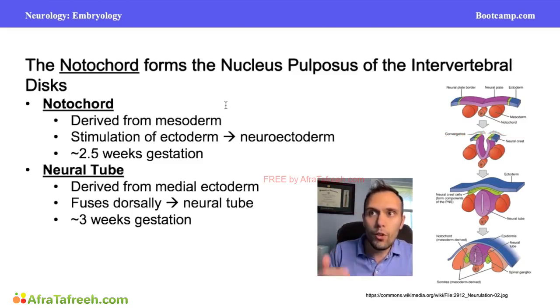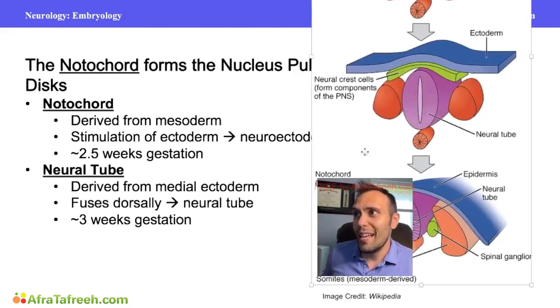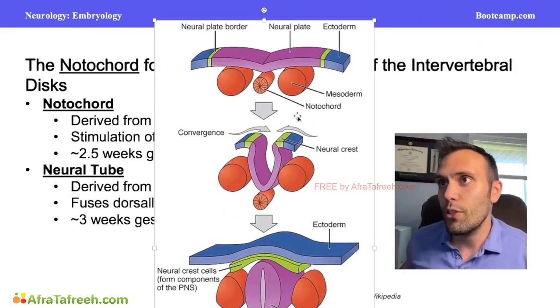So you have to remember that the notochord is from mesoderm, but with a stipulation: it stimulates ectoderm to then turn into neuroectoderm. That's where they kind of get you, where it gets a little confusing. This is going to happen really early on, in the first 2.5 weeks of gestation. I know this kind of gets crazy, but for the visual learners out there, let's just take a quick look at this.